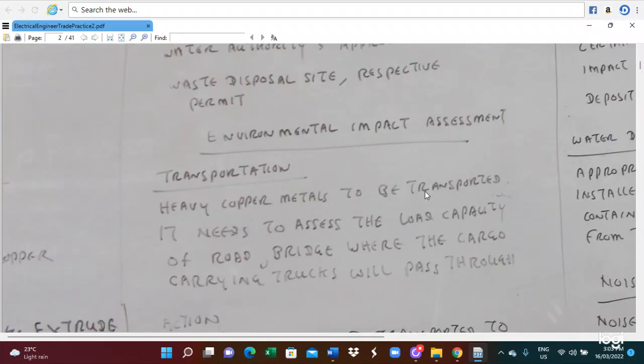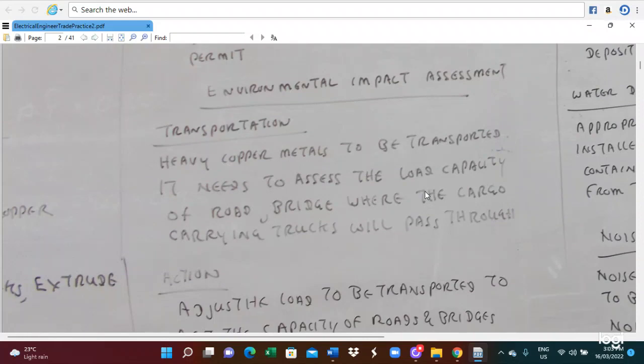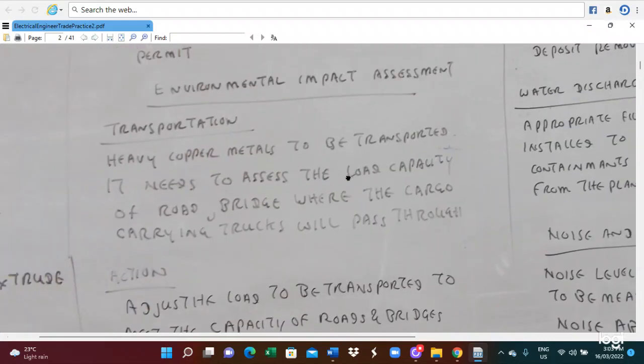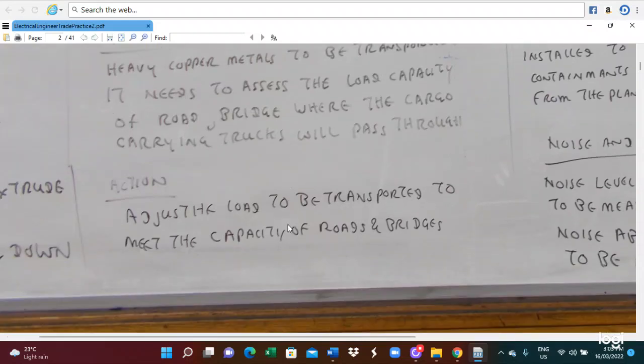Then we also have to do an environmental impact assessment, because how much environmental damage your project can cause needs to be assessed. In this case, we have to be concerned about transportation, because sometimes we have to transport heavy metal, heavy copper. So we need to assess the load capacity of the road and bridge where the cargo truck will pass through. In the meantime, we have to adjust the load to be transported to meet the capacity of the road and bridge. This is also an important aspect.